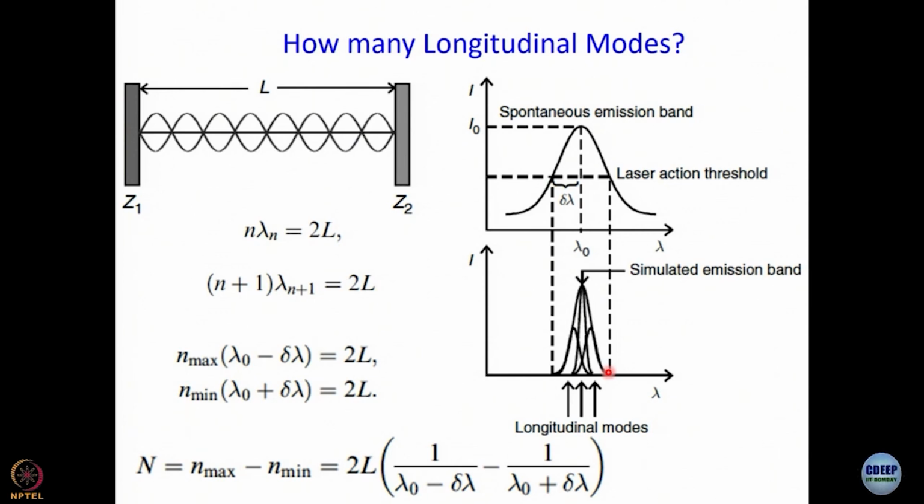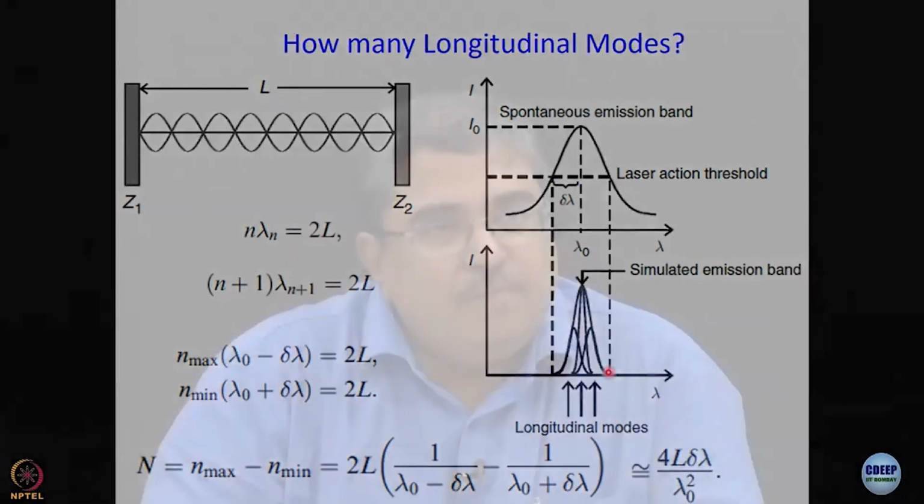But then what we have established so far is that delta lambda is really a small value. So, you might as well neglect its square. For a small value, square will be even smaller. So, what will the denominator be? Lambda 0 square, right. So, this is my answer, 4L delta lambda by lambda 0 square.